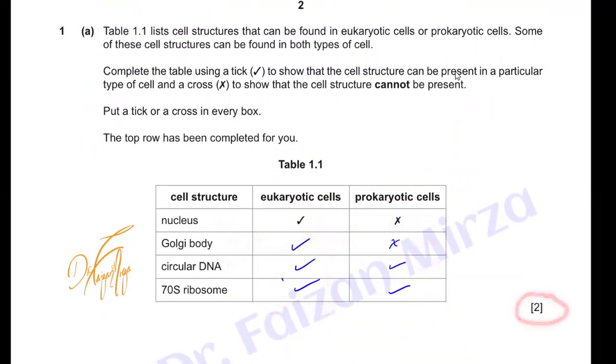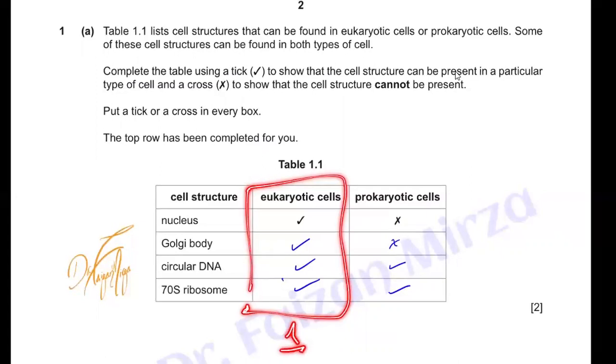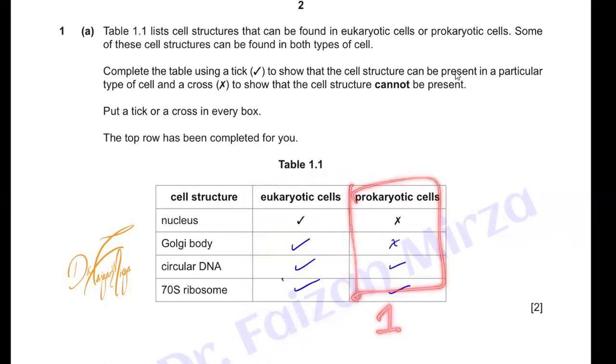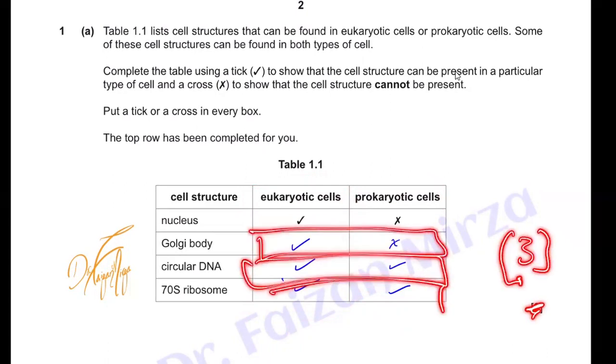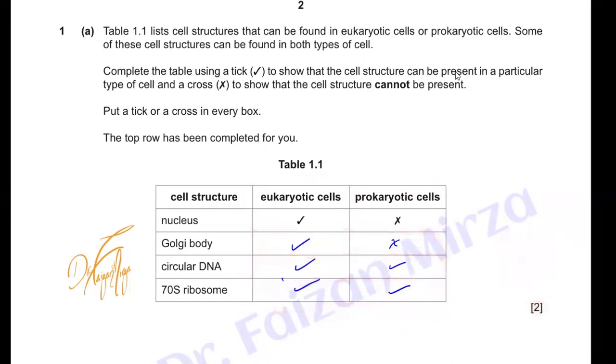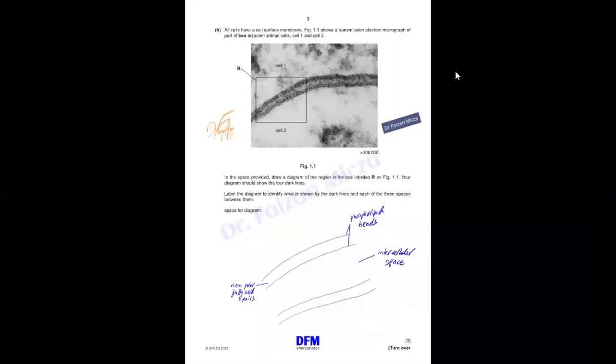It's a 2-mark question, so you know it will be marked by column. All the options in the column must be correct to get 1 mark for that column. So 1 mark for the eukaryotic column, 1 mark for the prokaryotic column. Now, for example, if the question was given 3 marks, they would be giving marks for rows. You just need to know how the marking is done when you are attempting this kind of question.